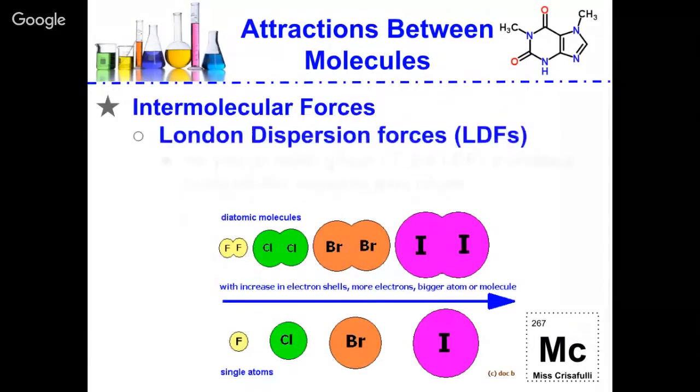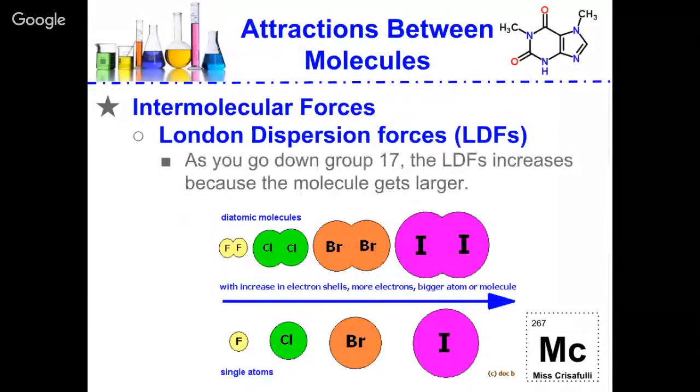So when we're talking about London dispersion forces, if we look at group 17, for example, our strength is going to increase because the molecule gets bigger as we go down group 17. We're adding more electrons into more energy levels outside the nucleus. So the molecule is going to physically get bigger, which means that its London dispersion forces are also going to get larger.